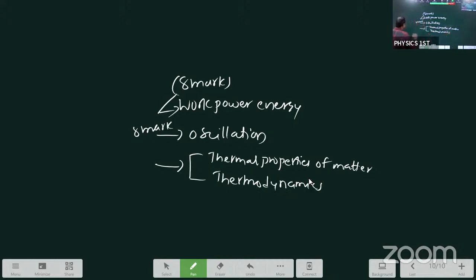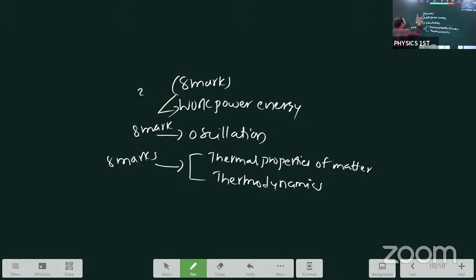Thermodynamics. From this one, total 3 LAQs are coming from 3 different zones. Work power energy 1 LAQ, oscillation 1 LAQ, thermal properties of matter with thermodynamics you are getting 1 LAQ. Total 3 long answers from 3 different zones: work power energy, oscillation, thermal properties of matter with thermodynamics.